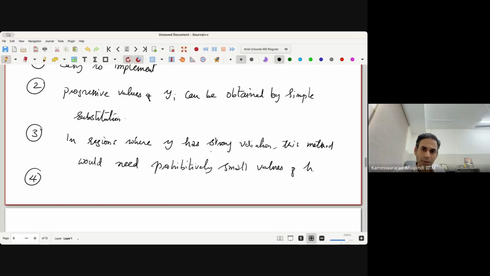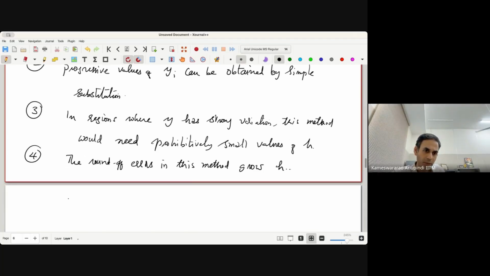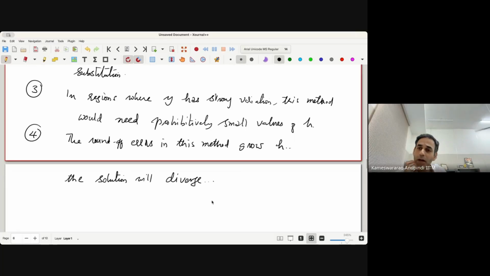Okay, and many a times when there are strong variations of y or strong gradients, then what will happen is that the round off errors in this method kind of grow for certain values of h, and then the solution usually will be unstable. The solution will diverge for certain class of problems, unless you take very small values of h, which are going to be too small for the case.